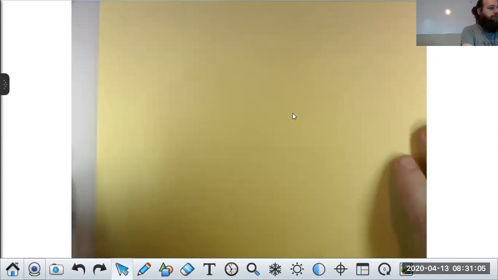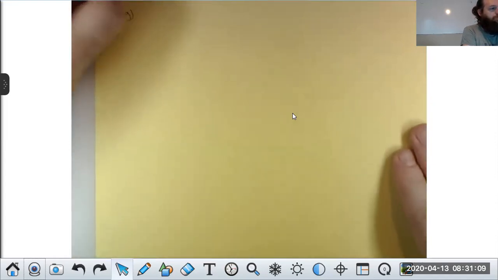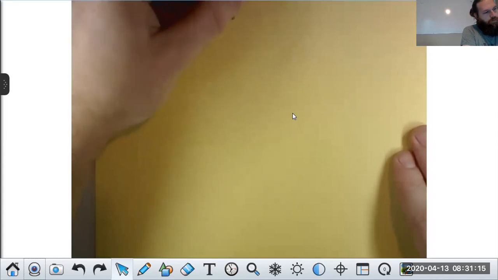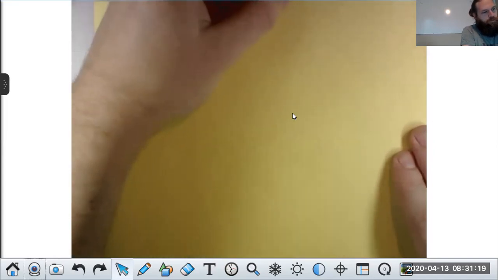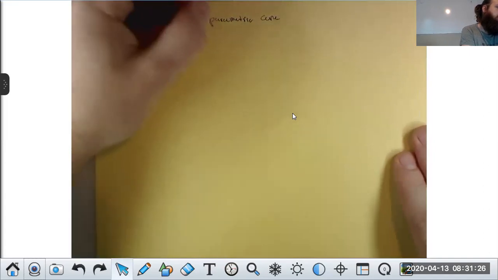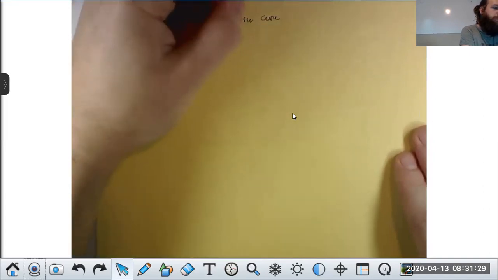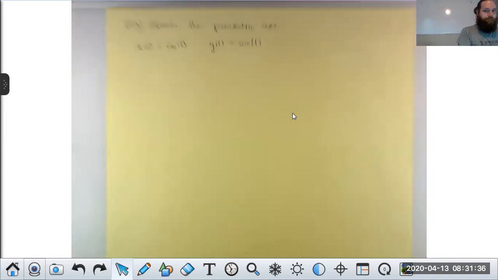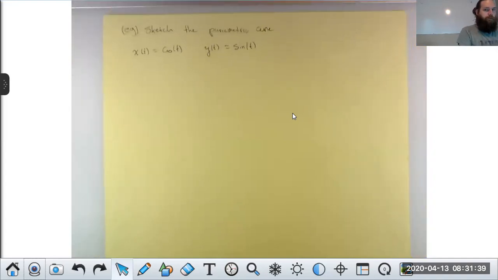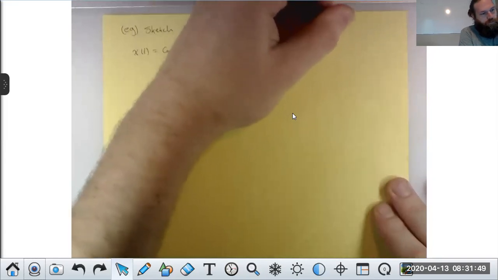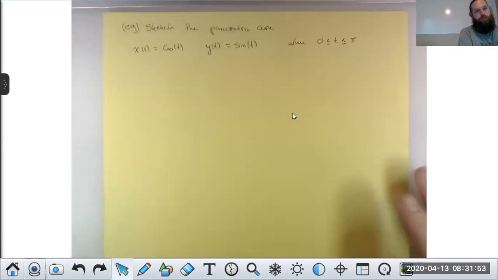Another kind of classic example of a parametric curve is if I let x of t be cos t and y of t be equal to sine t. Now, any number of time domains could be relevant or interesting here, but the one I'm going to play with for now is say from 0 to pi.